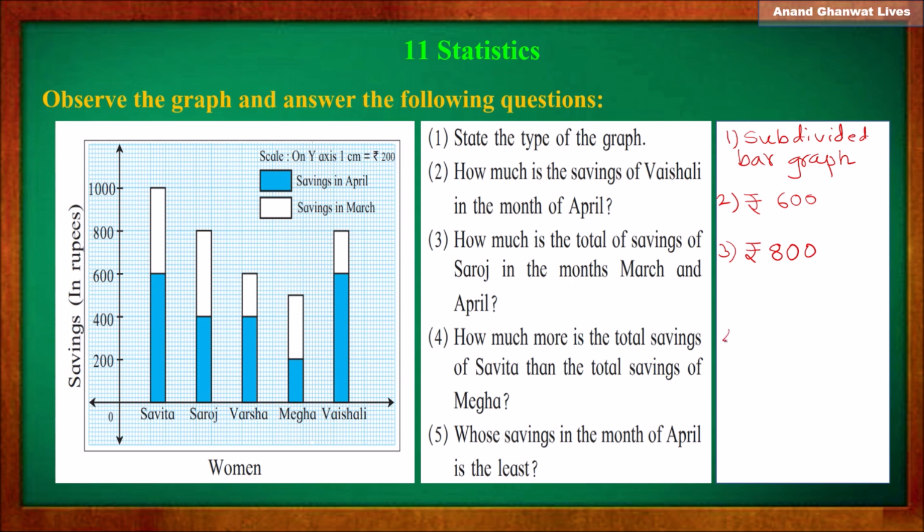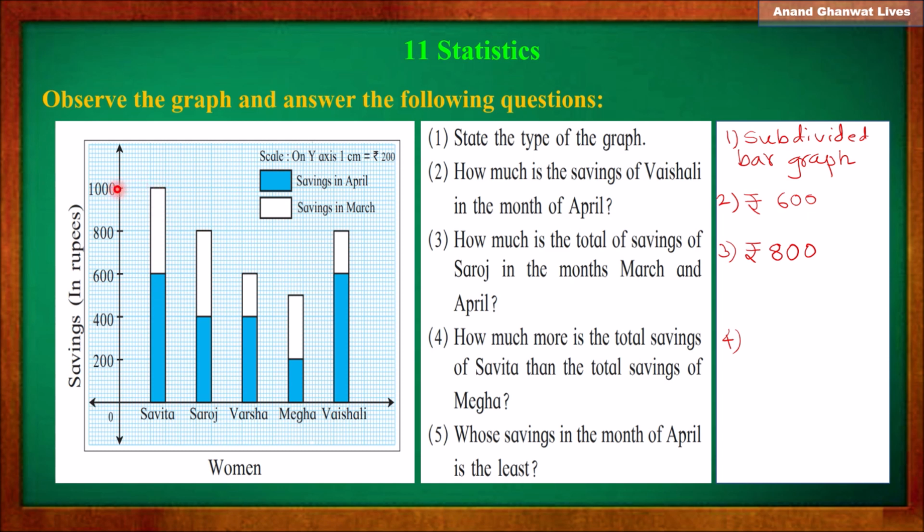Okay. Fourth question is given here. How much more is the total saving of Savita than the total saving of Megha? So total saving of Savita is rupees 1000 and total saving of Megha is the middle number of 600 and 400, that is 500. So total saving of Megha is 500 and total saving of Savita is 1000.